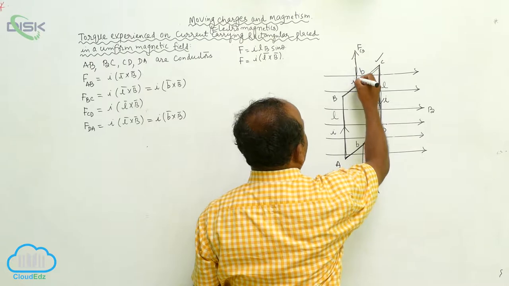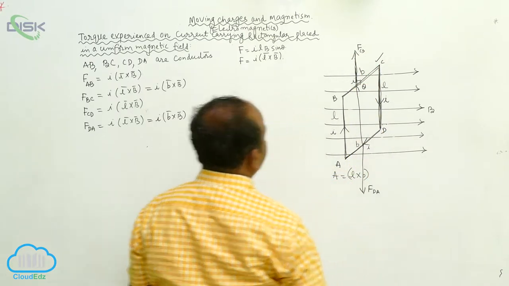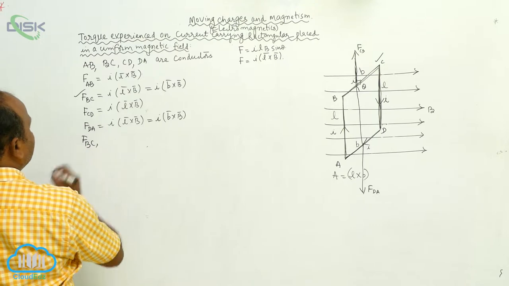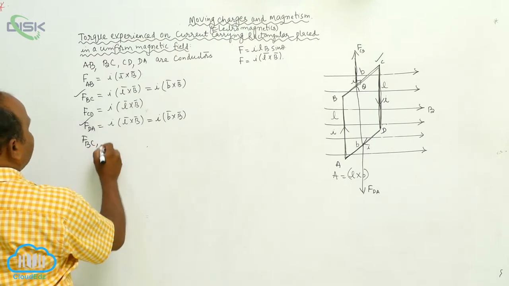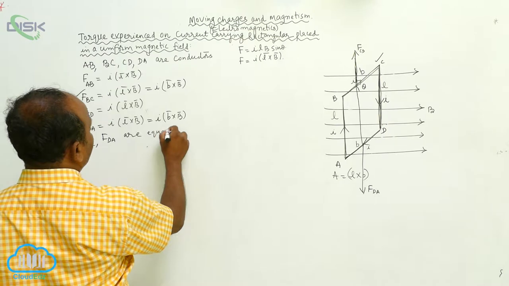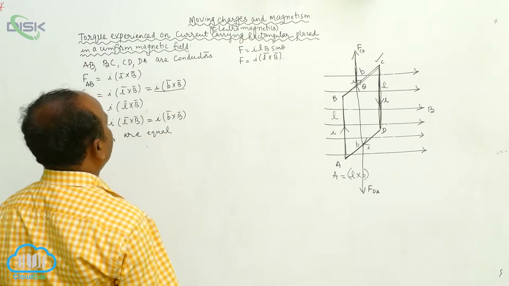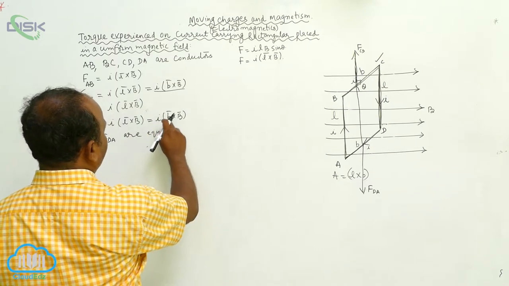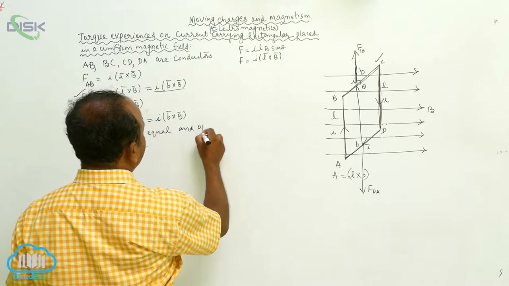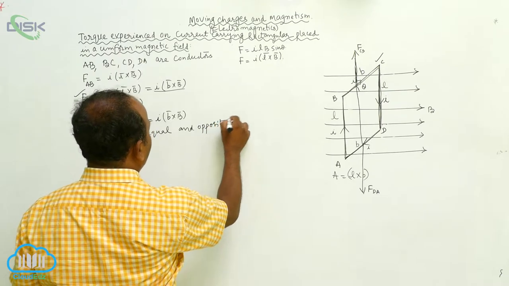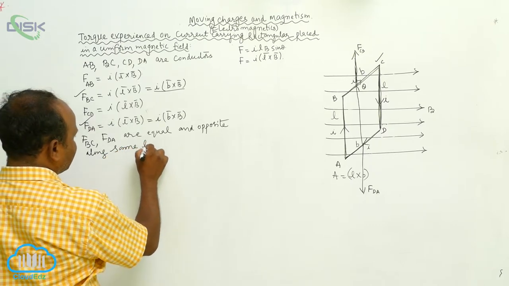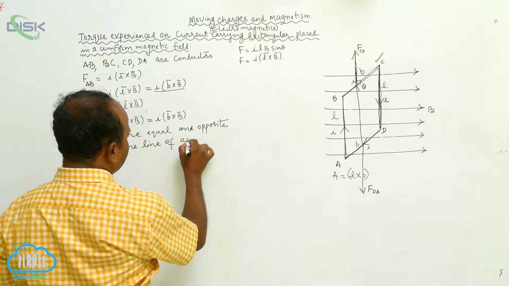Now force on CB. The force on CB, that is, force on BC. Next, force on DA. Force on BC and force on DA are equal, right? I into L bar cross B bar. That is I into L bar cross B bar. The forces are equal and opposite, along the same line of action.